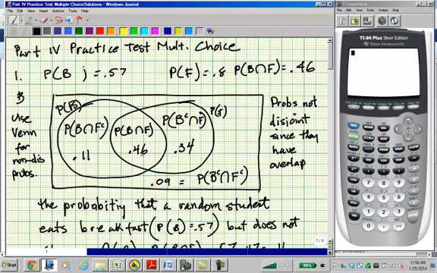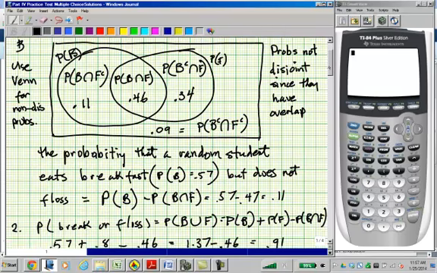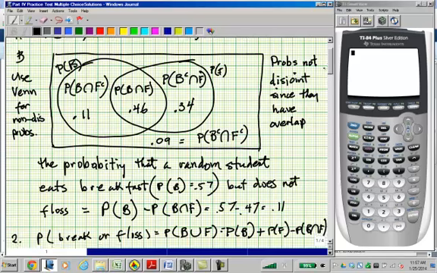Now, the probability of breakfast is 0.57. Part of that is the overlap, which is 0.46. You can see that's included in the circle. So 0.11 is the part that's not in the overlap. And so this is the probability that they eat breakfast but don't floss their teeth. Here's the probability they do both. Here's the probability they don't eat breakfast but do floss their teeth, and that's 0.34. So anyway, that's the answer to the question, namely 0.11.